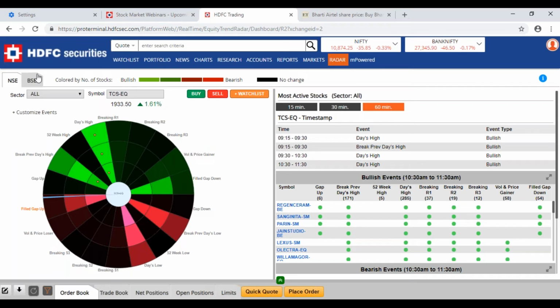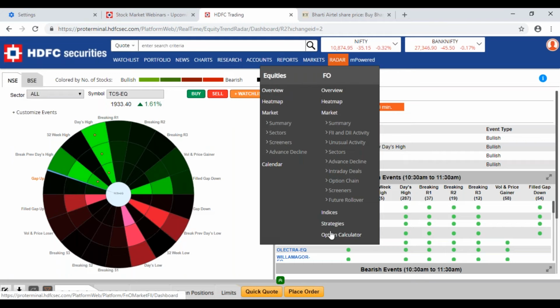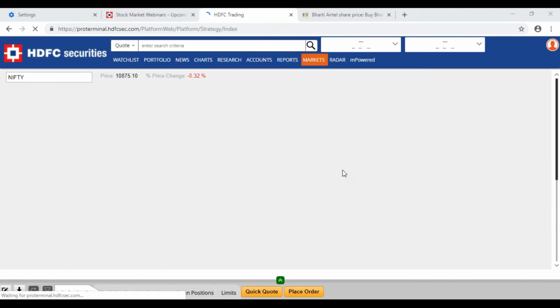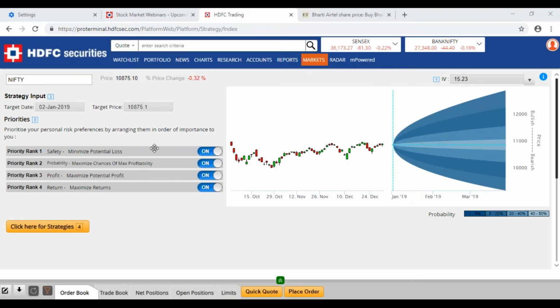So this is radar. Now the most interesting part, the strategy builder, as this webinar is all about. So let me show you where it is. You can directly go to strategies from the markets tab, the second last option. And here all you need is to have your view and enter your target price and date. So let's take an example.